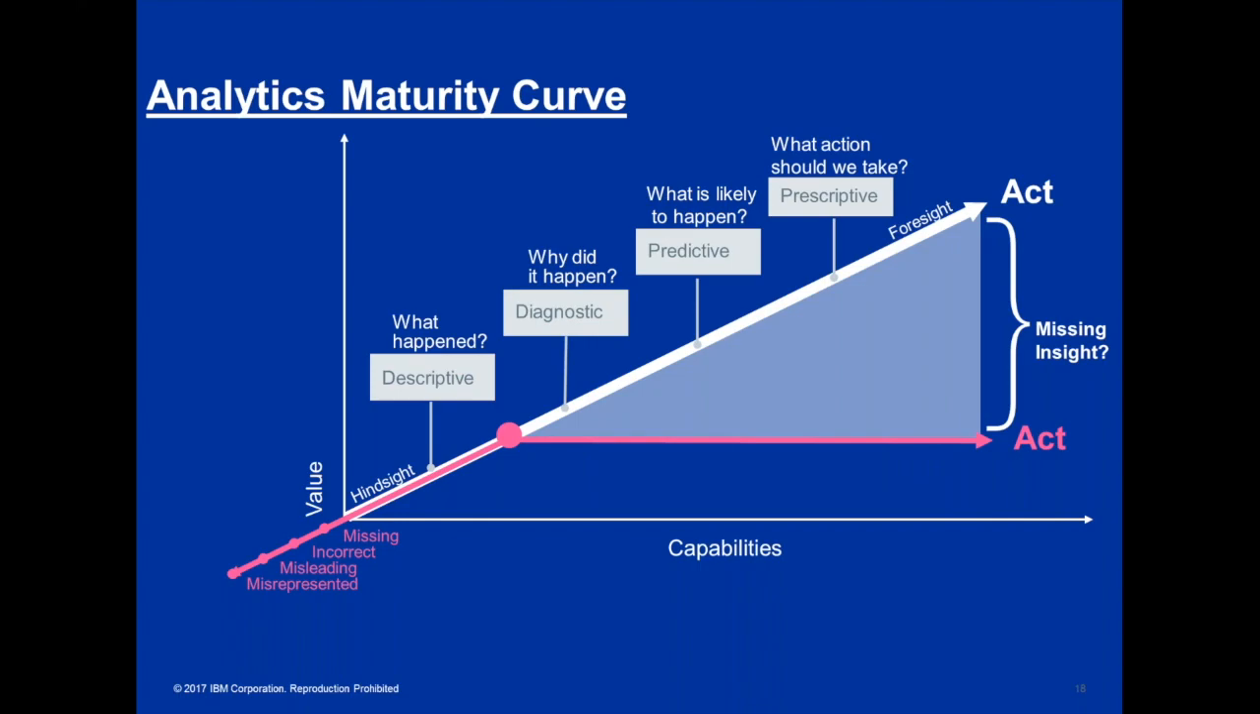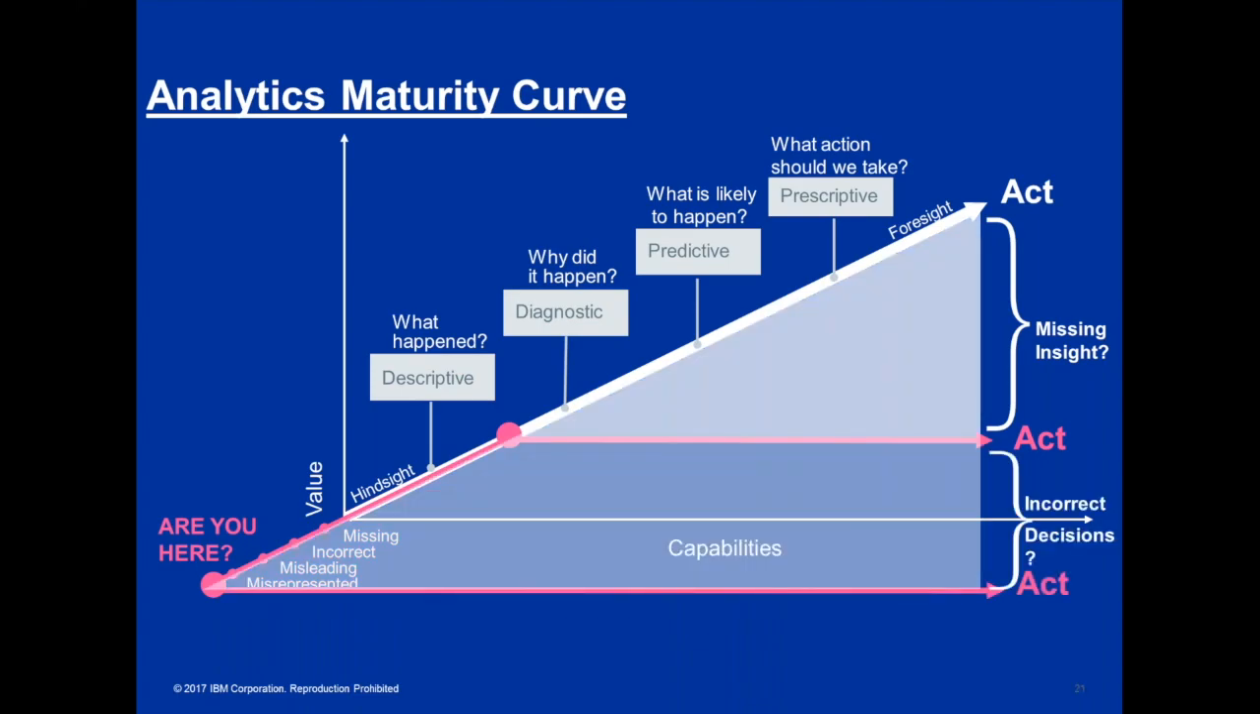Once you have that information, then you can move towards more of those cognitive decisions where the system tells you, I know your history, I know your today, I know your tomorrow. This is what you should be doing. And then you make that decision. So the question is, where are you today in your analytics journey? And what we've done is we've actually put a few polls out there where we want to ensure that you are making the right decisions and you're not making incorrect decisions based on missing, incorrect, misleading, or misrepresented data.